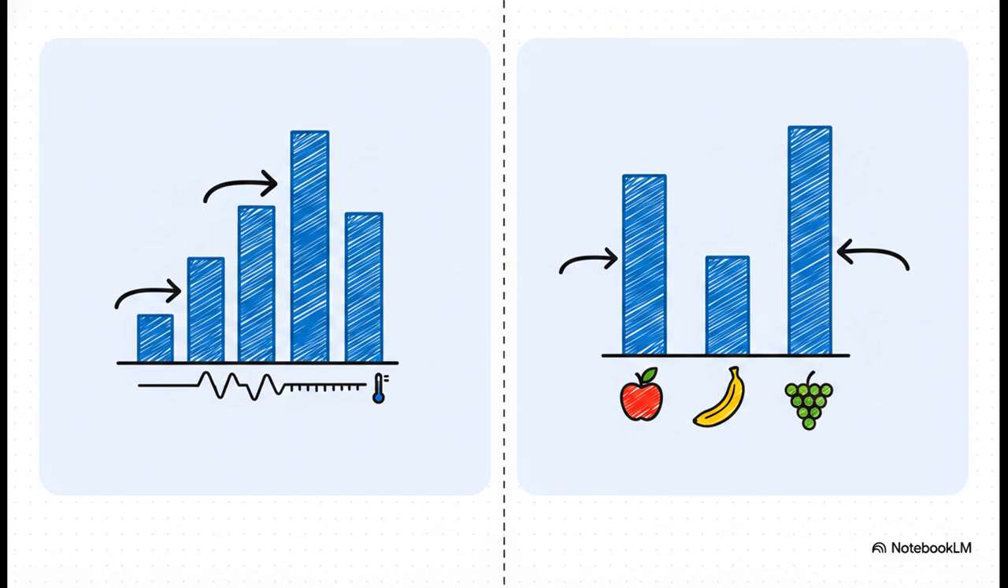Now, let's clear something up because this is a really common point of confusion. Isn't this just a bar graph? Nope, not quite. A histogram groups continuous data into ranges, or bins. A bar graph, on the other hand, is for comparing totally separate categories, like sales figures for different products. So the key difference is this. Histograms show the distribution of your data, while bar graphs show a comparison between different items.